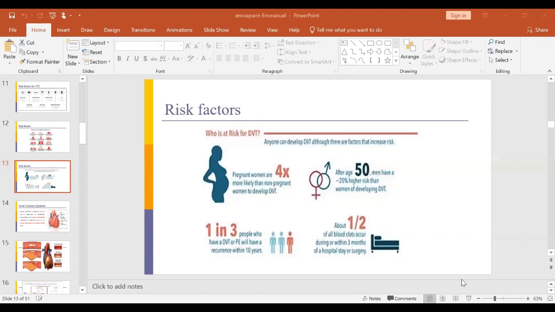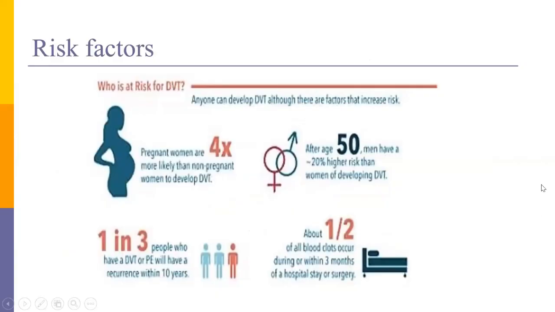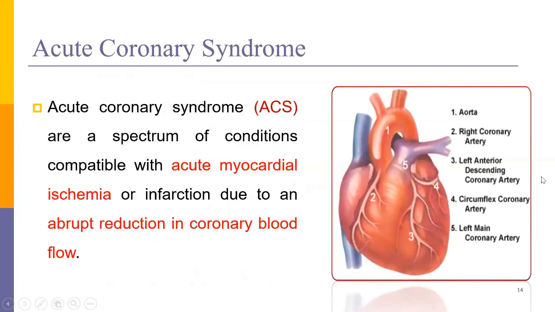Acute coronary syndrome is a spectrum of conditions compatible with myocardial ischemia or infarction due to an abrupt reduction in coronary blood flow. The next slide. Acute coronary syndrome, a spectrum of conditions compatible with acute myocardial ischemia or infarction due to an abrupt reduction in coronary blood flow. Next slide.